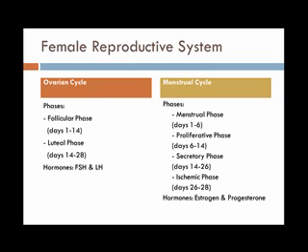We also have, simultaneously going on, the menstrual cycle. So this has to do with the endometrial lining of the uterus. The ovarian cycle has to do with the ovaries. The menstrual cycle has to do with the uterus.